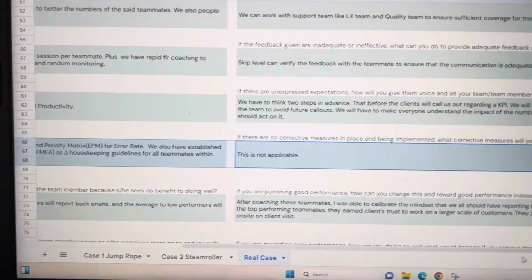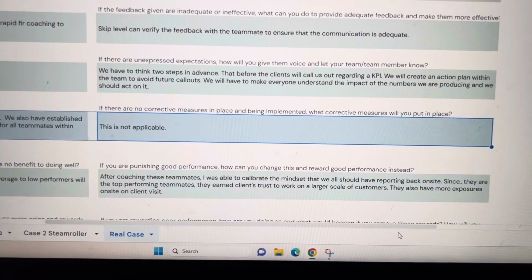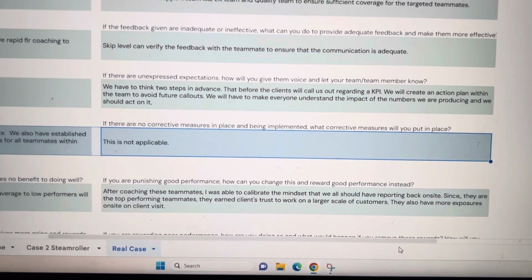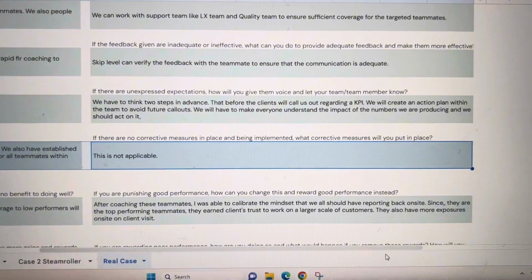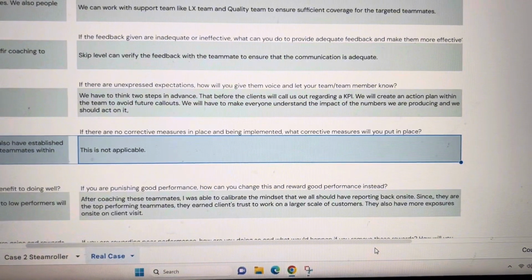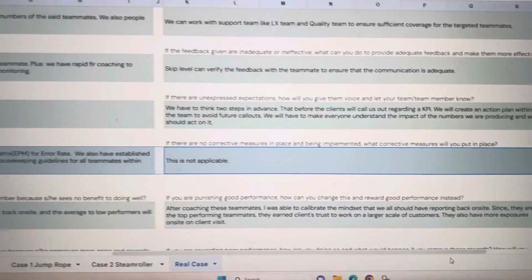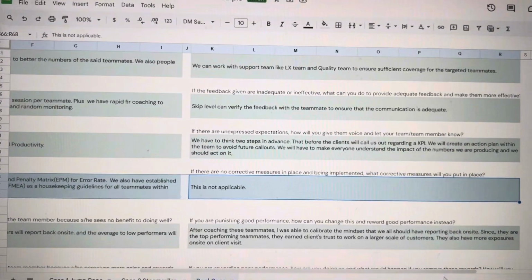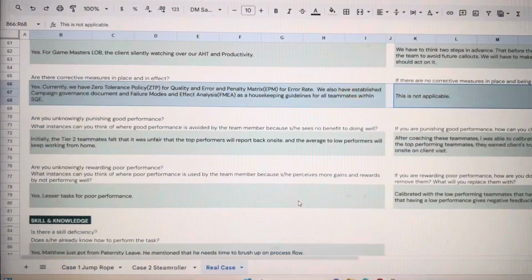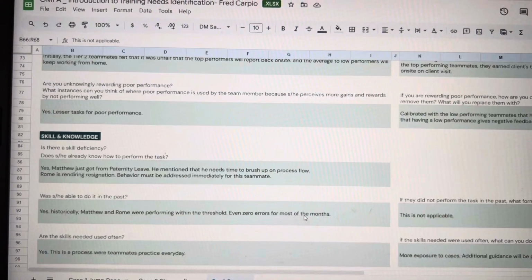So what we did is, after coaching these teammates, we were able to calibrate the mindset that we all should have. We should all be reporting back on site since they are the top performing teammates. They earn clients' trust to work on a larger scale of customers. They also have more exposure on site client visits, and definitely that's very good feedback for everyone, especially for the ones who are aiming for development or career growth.